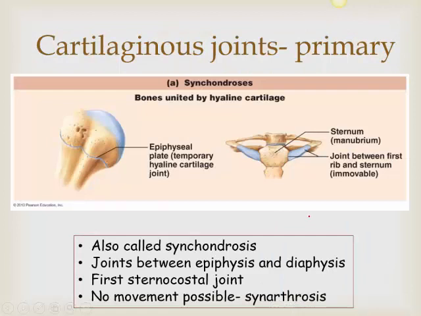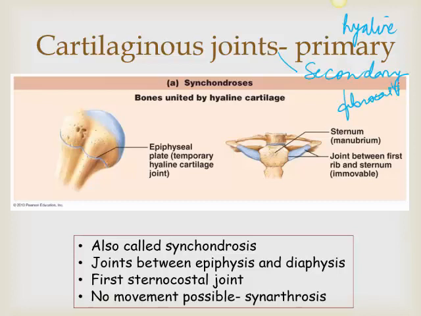Let's look at the next type of joint, which is the cartilaginous joint. And remember, I said cartilaginous joints were where you had either hyaline cartilage or fibrocartilage intervening between the two bones. So we divide cartilaginous joints into two types. One is called primary and one is called secondary cartilaginous joints. In primary, it's hyaline cartilage which is the intervening cartilage. In secondary, which we'll see in a subsequent slide, it's fibrocartilage which is intervening.